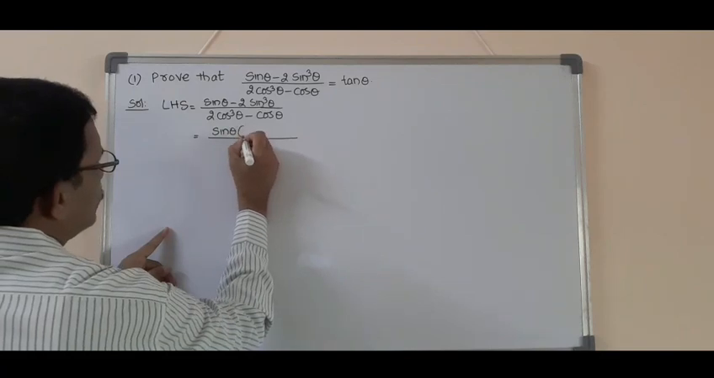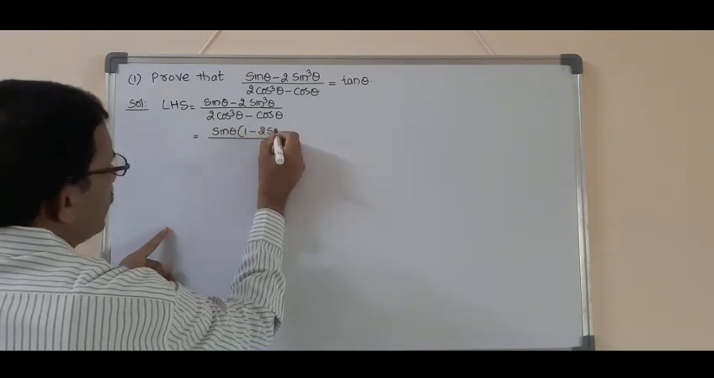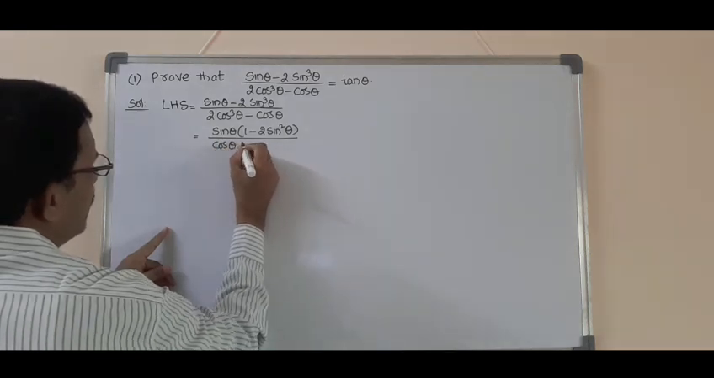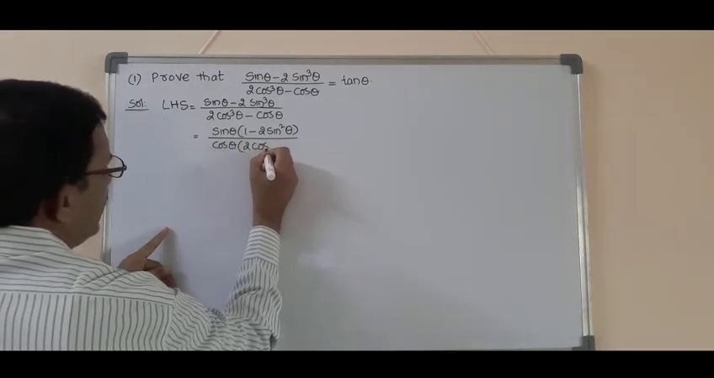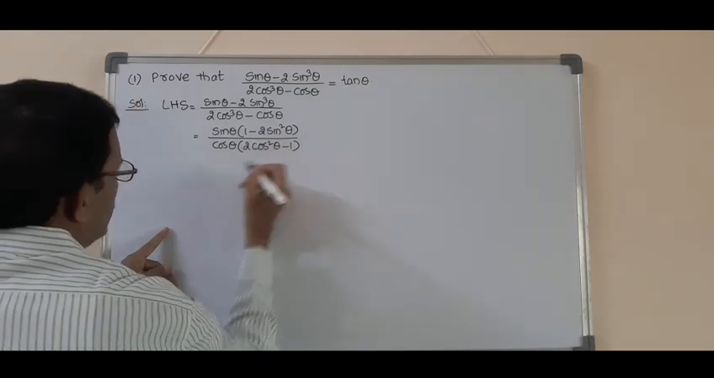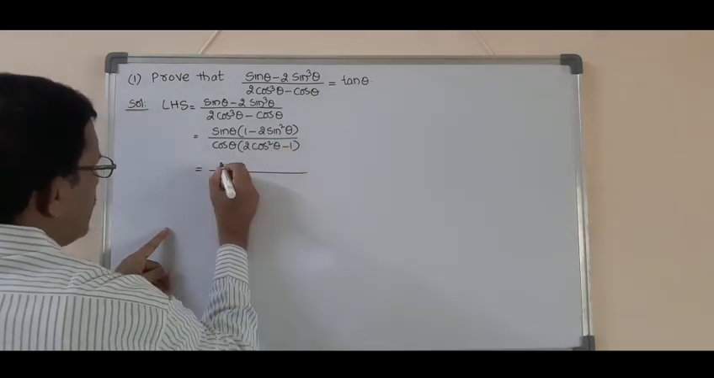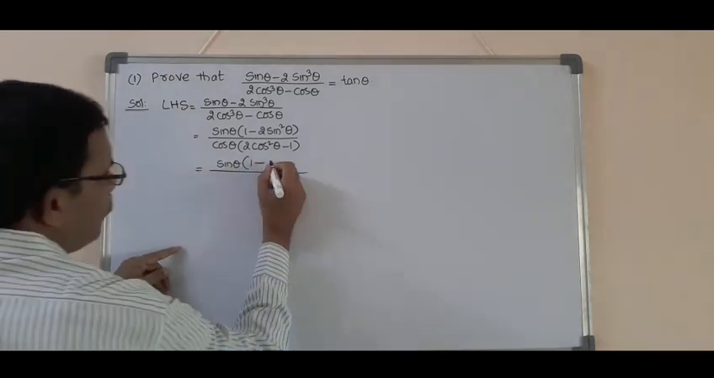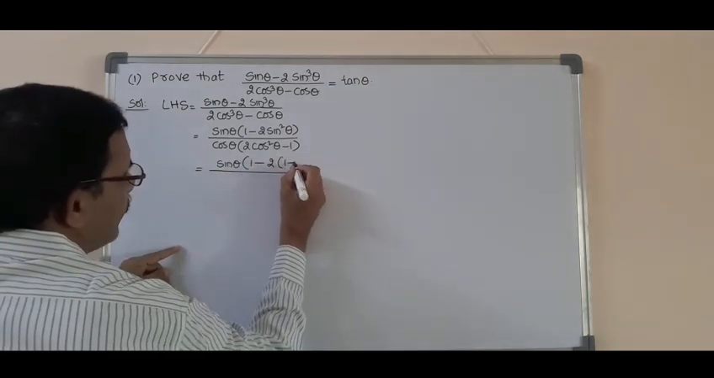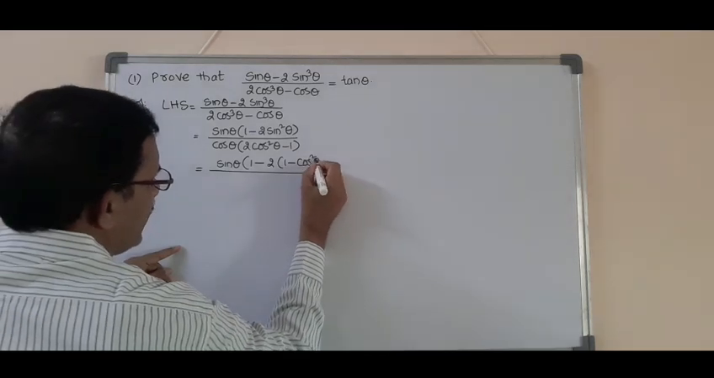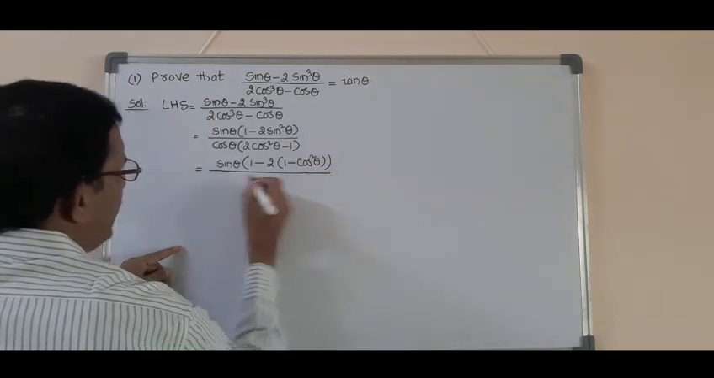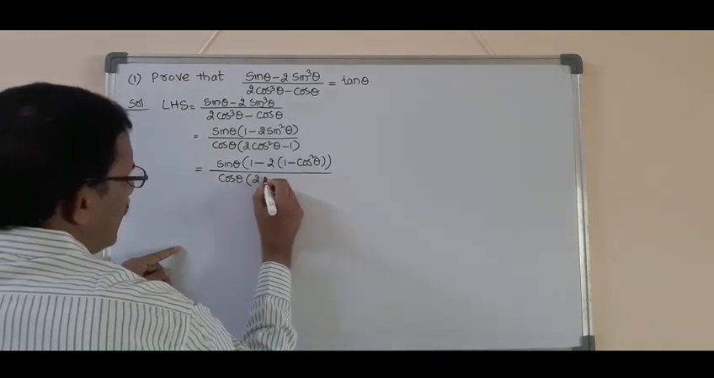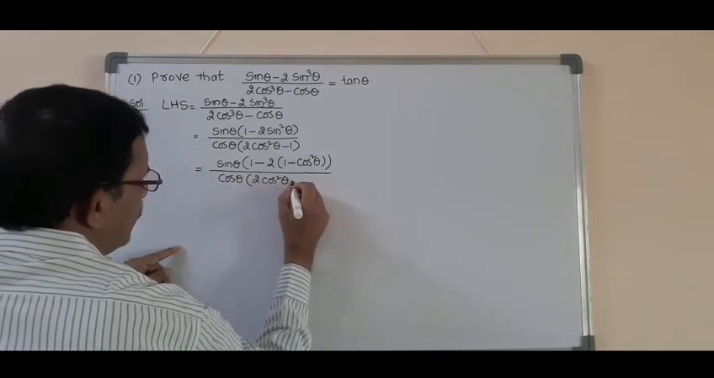Sin theta of (1 minus 2 sin square theta) by, here cos theta common, of (2 cos square theta minus 1). This is equal to sin theta of (1 minus 2 times sin square, I am writing 1 minus cos square theta, using the first identity) by cos theta into (2 cos square theta minus 1).